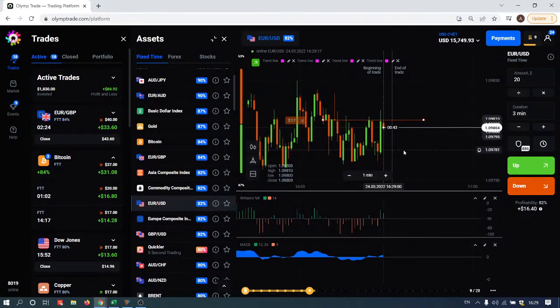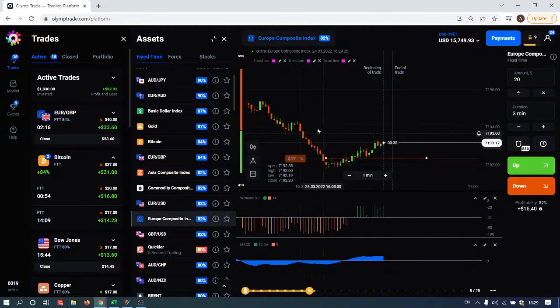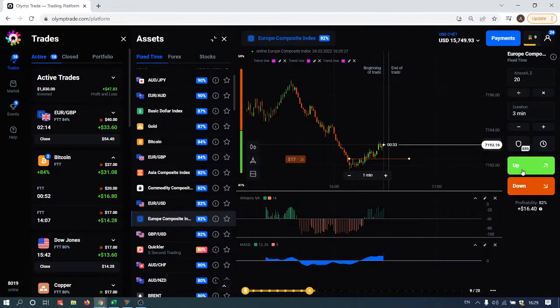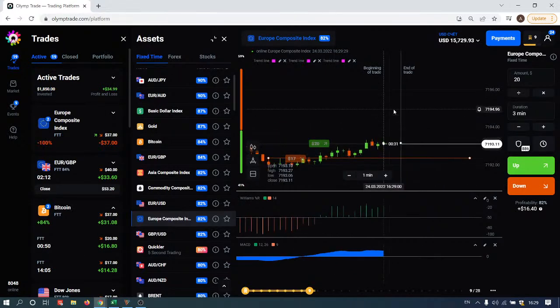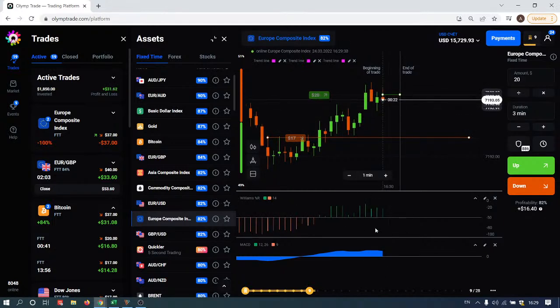It's a little bit tricky and it requires a lot of attention, but basically it pays, because you do a little bit of extra work now and then you enjoy nice profits tomorrow. So my next trade is on the Europe Composite Index in the upwards direction, because we have both indicators pointing upwards, and that's the up signal.